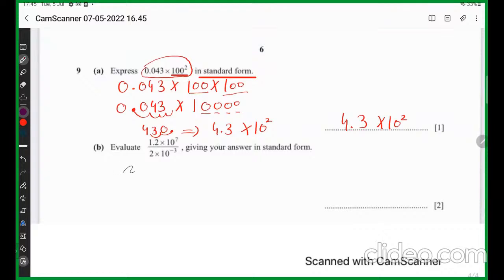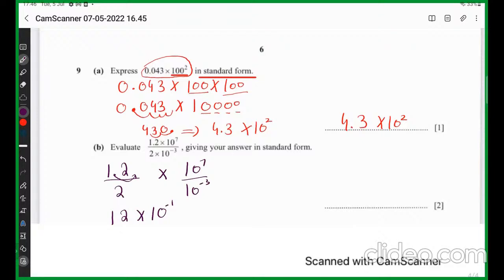Okay. First of all, I'll write it down this way. 1.2 is divided by 2. And then I'm just separating the 10 stuff over there. It's 10 power 7 and it's 10 power minus 3. I've separated it on the other side. Now, without calculator, 1.2 divided by 2 would be difficult. So I can convert 1.2 to 12 by moving this decimal 1 unit to the right, and it would become 12 times 10 power minus 1. I've moved the decimal 1 unit to the right.